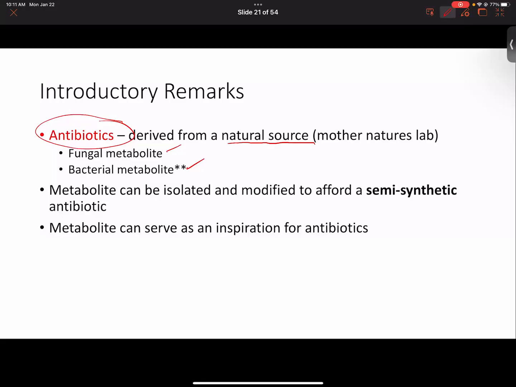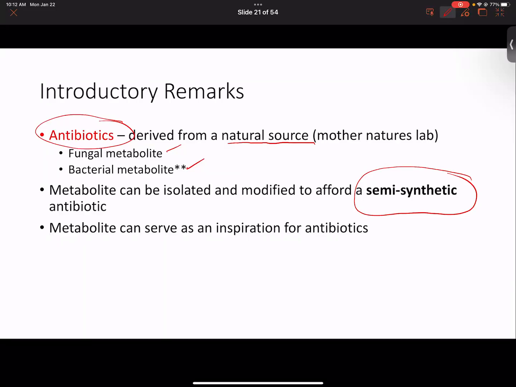Okay. We typically don't take that bacterial metabolite and use it as is. That rarely happens these days. But what we can do is take a portion of that metabolite, chop off a piece here or add a piece there. And what we're afforded then is something that we refer to as a semi-synthetic antibiotic. Most of the beta-lactams that we use today are semi-synthetic. We keep the cephalosporin core, the penicillin pharmacophore, or the carbapenem pharmacophore, and then we might add to it, okay? That's a semi-synthetic antibiotic.